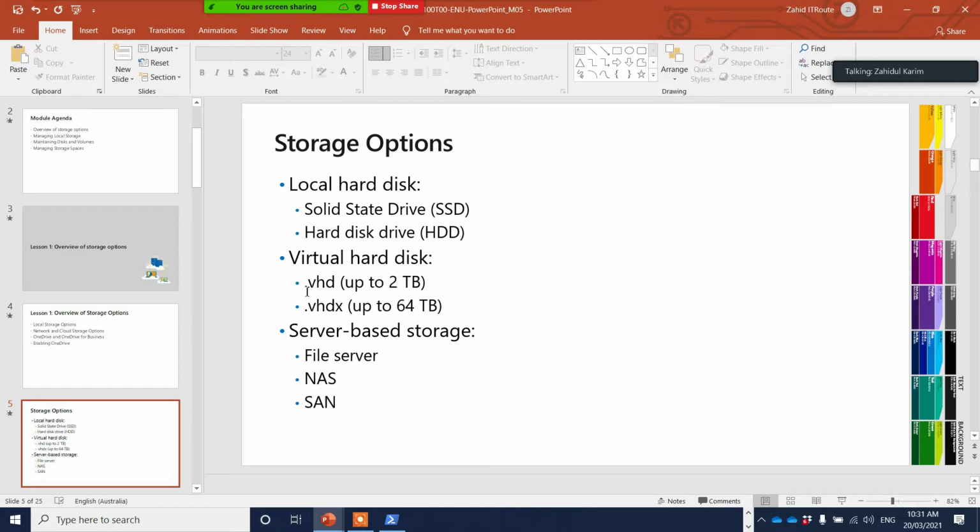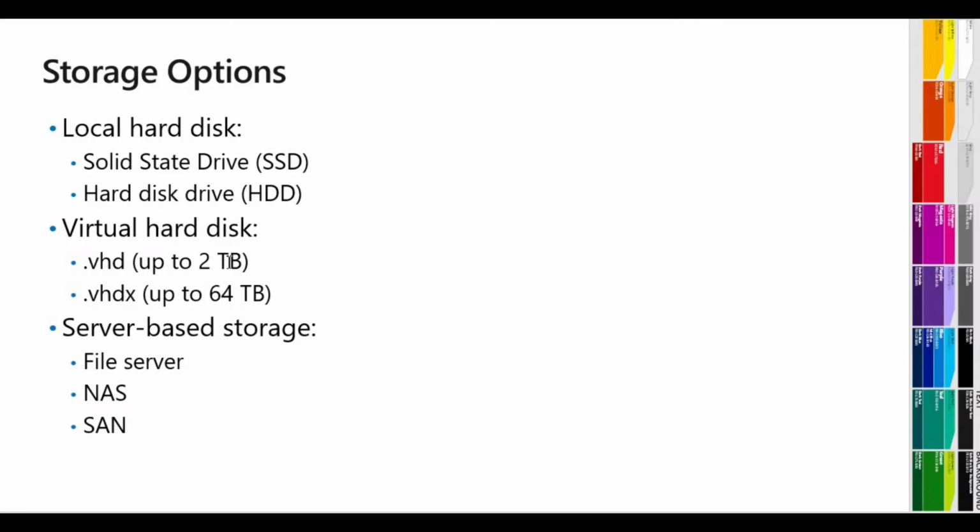It has two kinds of file format: .vhd and .vhdx. With .vhd, you'll be able to create partitions up to 2 terabytes, but if it is .vhdx, you can create partitions up to 64 terabytes. So the Windows default is the .vhdx file.